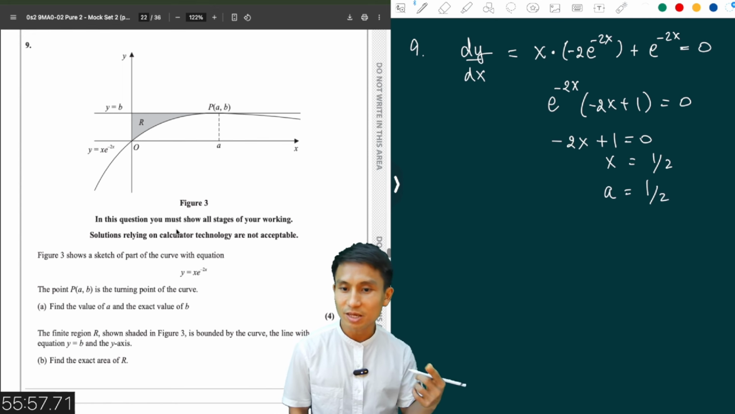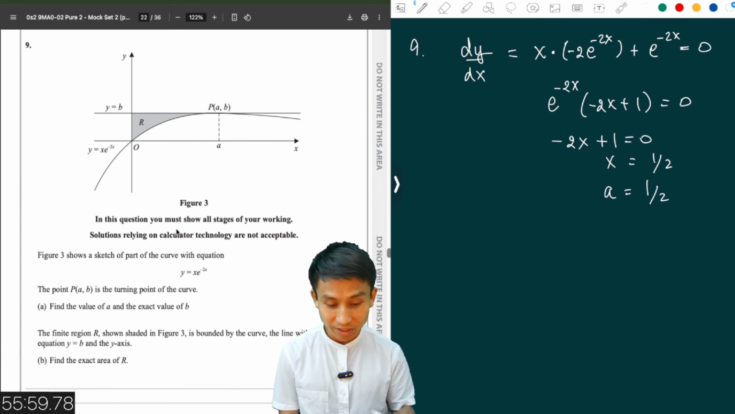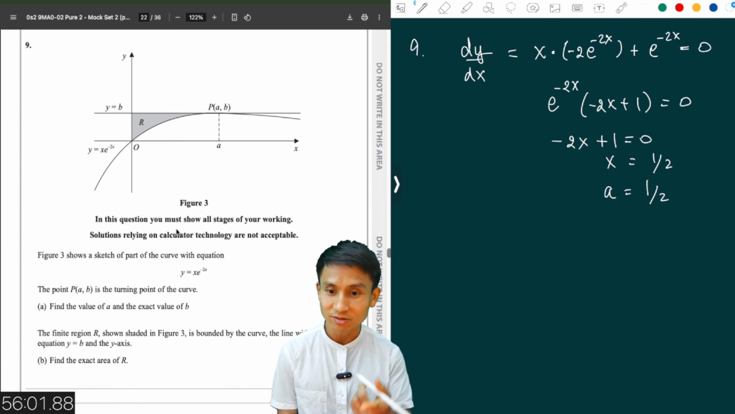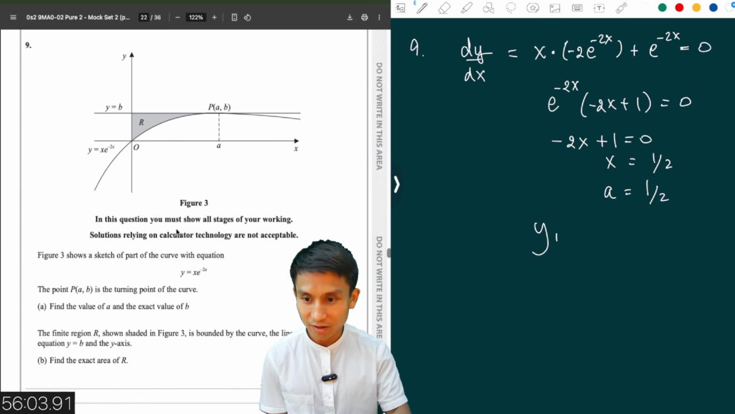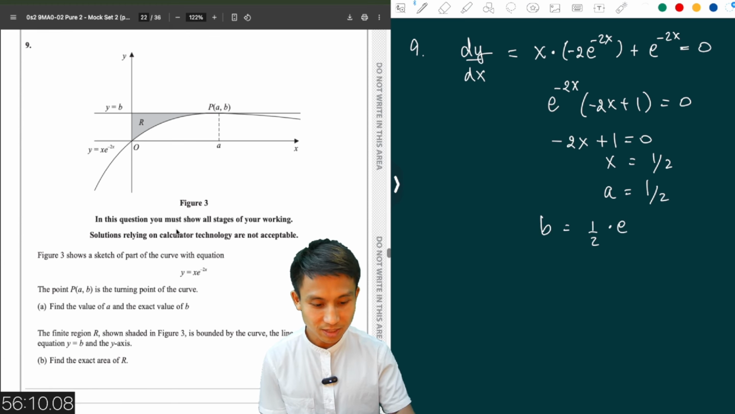Yeah. To find b, we just substitute the x coordinate here. A is an x coordinate back into the equation. So y of p will be, well, just b, right? It is just 1/2 times e to the minus 2 times 1/2.